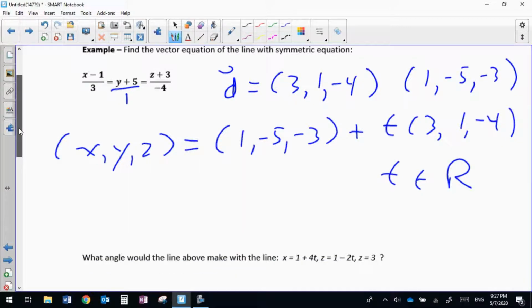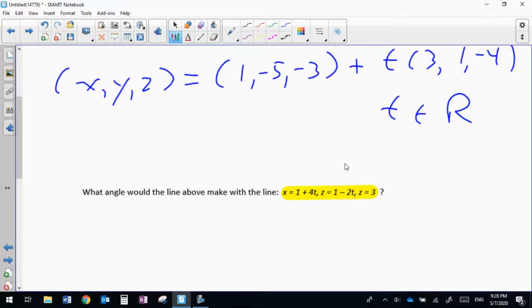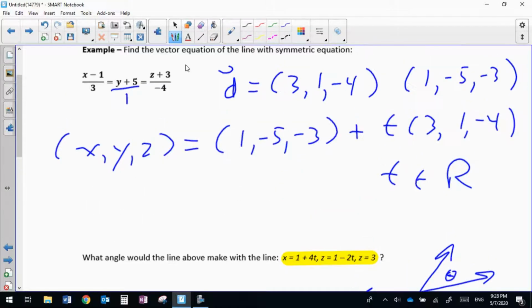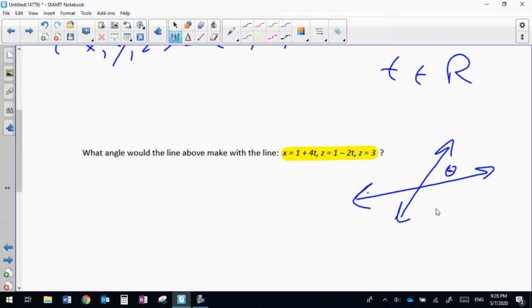Here's a bit of an interesting question. What angle would this line, in this example, make with this other line right here? So two lines, assuming they intersect, we would say that their angle of intersection, call that theta. Now, I didn't actually check when I made these examples up to make sure these lines actually intersect, but let's not worry about that. We'll pretend that they do.